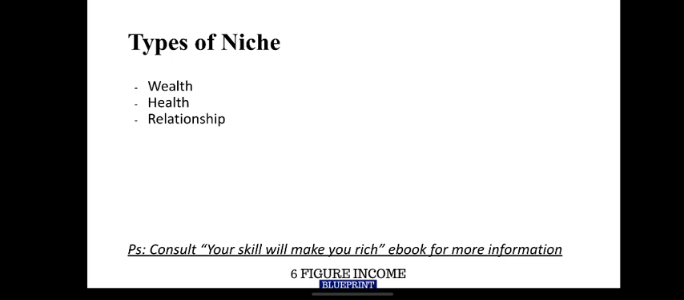Now, we all know that the wealth niche is all those making money niches, how to make money online, and all those stuff. The health niche is anything that helps you get better and live a better life. The relationship niche is anything that helps you get better marriages, better relationships, better family life and all. So you can focus on any of these niches and build a brand in them.